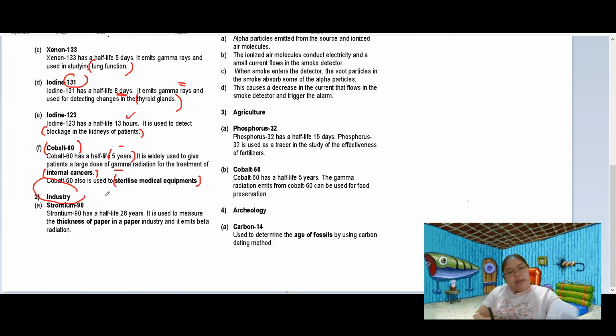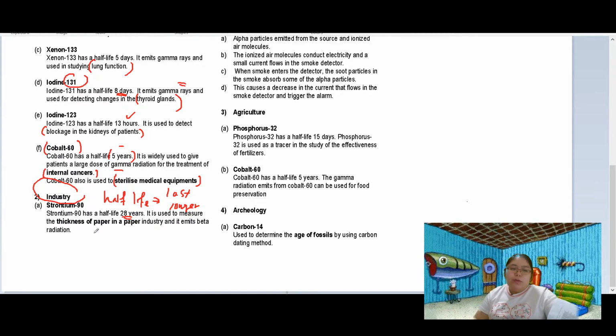For the industry, the half-life is longer, never mind, because this is a machine only, is it? So they see the first one, strontium 90. The half-life is 28 years. So if the half-life is longer, how do we explain? You just say it lasts longer. Lasts longer means we no need to change or renew every time. So this is why we're using the long half-life.